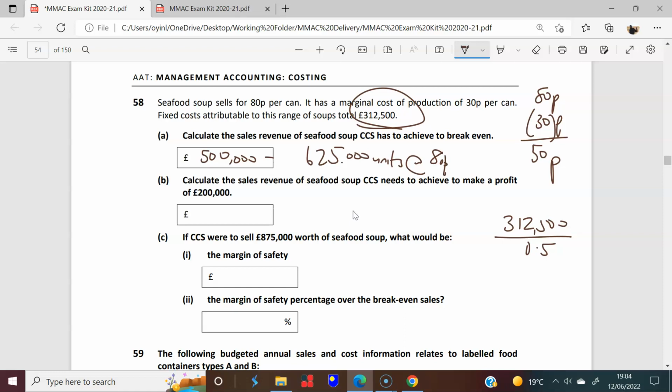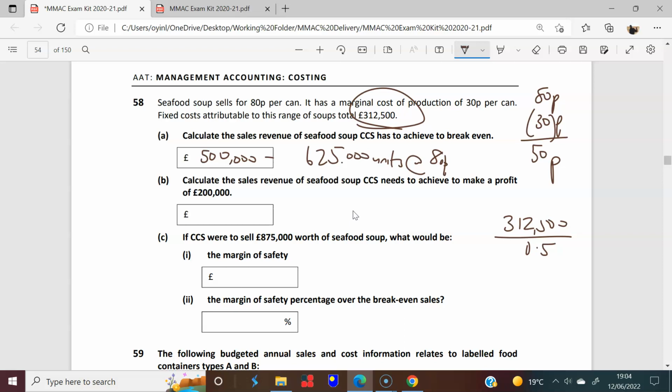So I think the best thing to do is to find your break-even units, and you're there. Because when you find your break-even units, those are the number of units you need to sell. So just multiply that by the selling price. This is an interesting question here: the sales revenue needed to make a profit of 200,000.